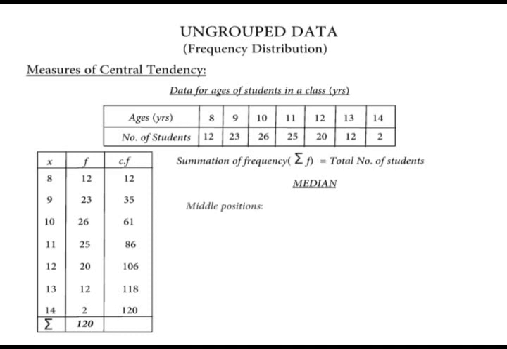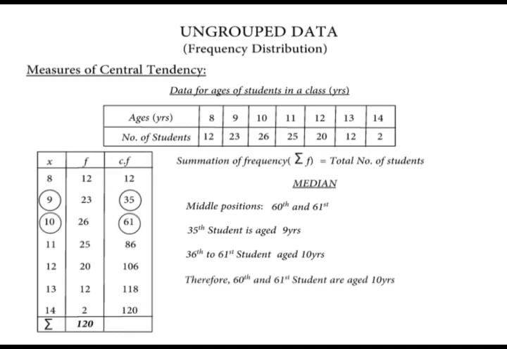We know the median is the middle value. There are 120 observations. Being that it is an even number, it means there are two values in the middle. That is observation 60 and 61. Reading the cumulative frequency column, the 35th student is aged 9 years. From the 36th to 61st student, they are aged 10 years. It means therefore that the 60th and 61st student are aged 10 years. So we get the average. 10 plus 10 over 2 is 10 years.